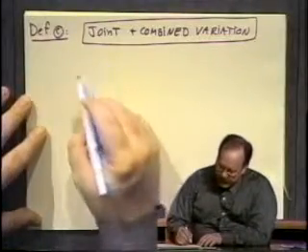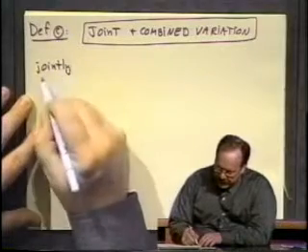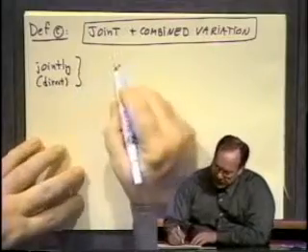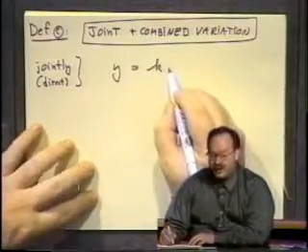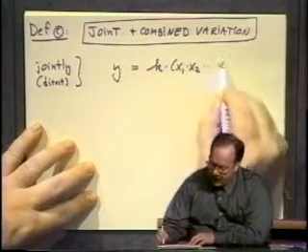There are 3 of these, and the first one I will call jointly, and this is direct version of jointly. This is where y is equal to k, but instead of just being times a single x, it might be times x1, x2, all the way up to xn.